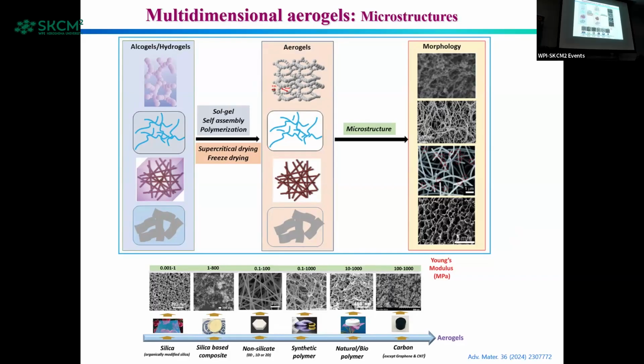And we can also synthesize two-dimensional sheet-based aerogels. We just need to disperse the two-dimensional sheets and use the freeze drying concept, and we can form this type of 3D network foam of aerogels. And these are the materials we have developed till now.